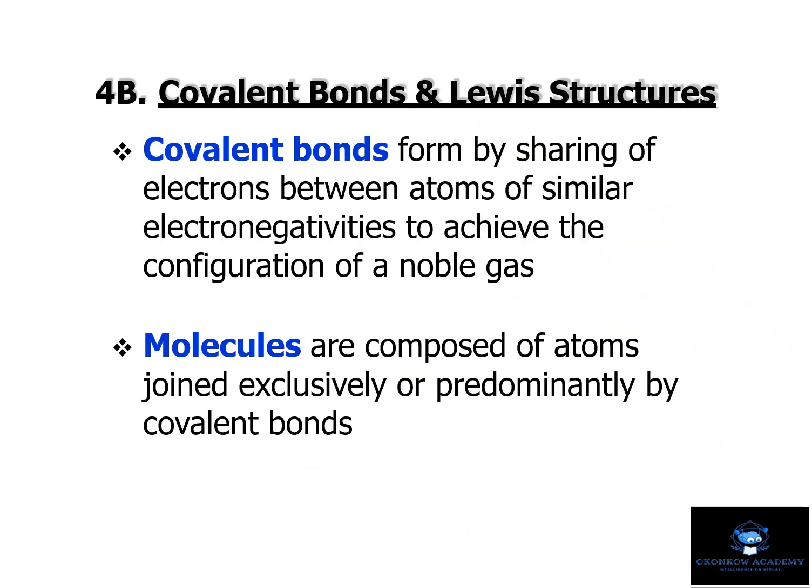Now let's look at covalent bonds in Lewis structures. Covalent bonds form when atoms of similar electronegativity share electrons rather than transfer them. In covalent bonding, both atoms contribute electrons to a shared pair, and by sharing, both achieve noble gas configuration. Molecules held together exclusively or predominantly by covalent bonds are the heart of organic chemistry. Lewis structures are a way of representing these bonds on paper, so look into that.